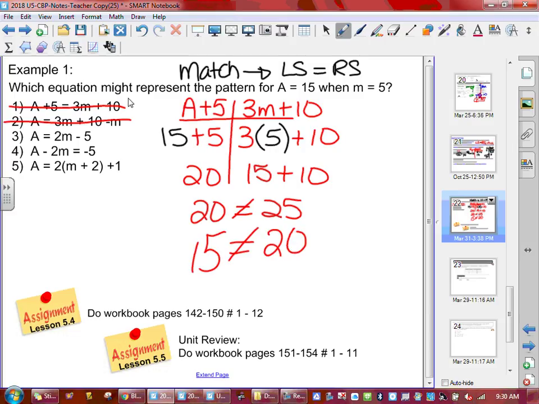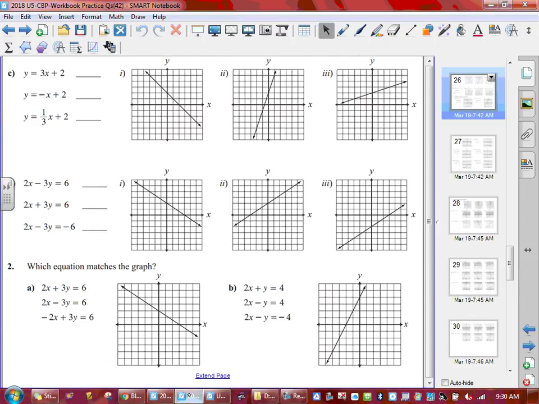What about number 3? It didn't match. What did you get for left side, right side? 15 is not equal to 5, exactly. What about group 4? Does group 4 work? No, it doesn't. Does group 5 work? Yeah, group 5 works. So again, you're just doing a left side, right side check.